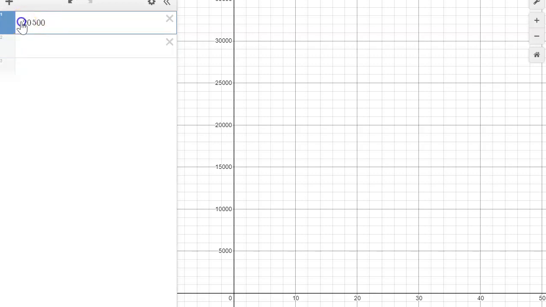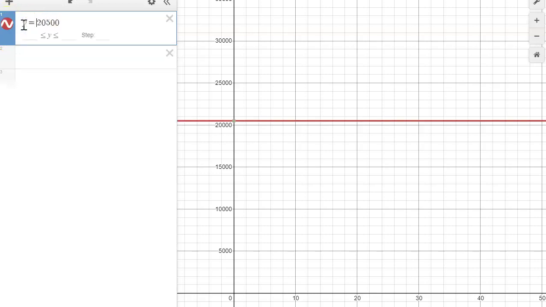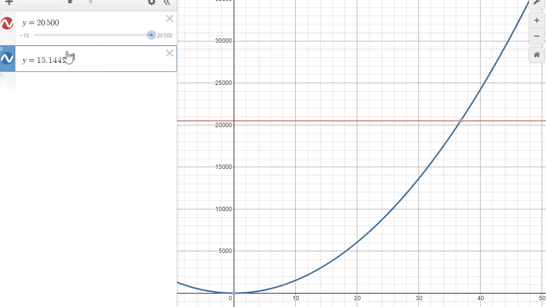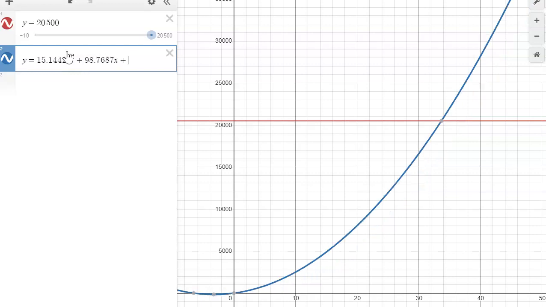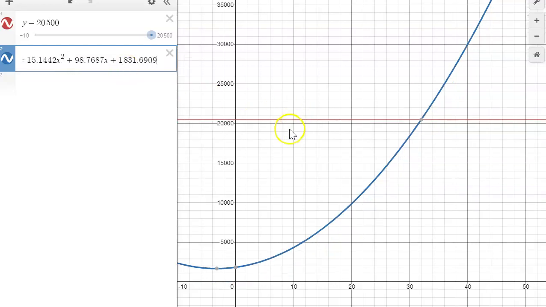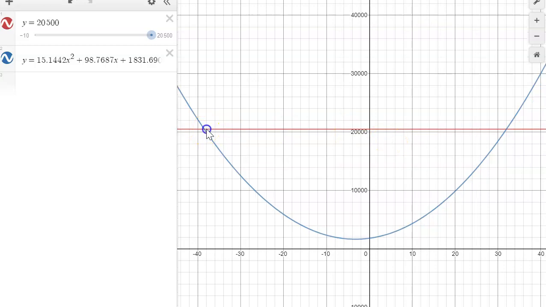On Desmos, if I want to graph a straight line, I have to do y equals 20,500. And then I'm going to have y equals 15.1442 x squared plus 98.7687 x plus 1831.6909. Okay. So if I look, it is crossing twice. It's crossing over here at negative 38 and it's crossing over here at positive 32. I only care about the x values here because the y values are the red line.